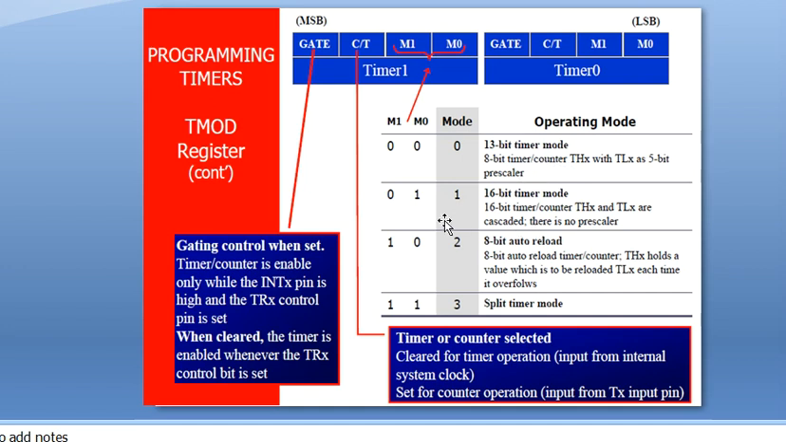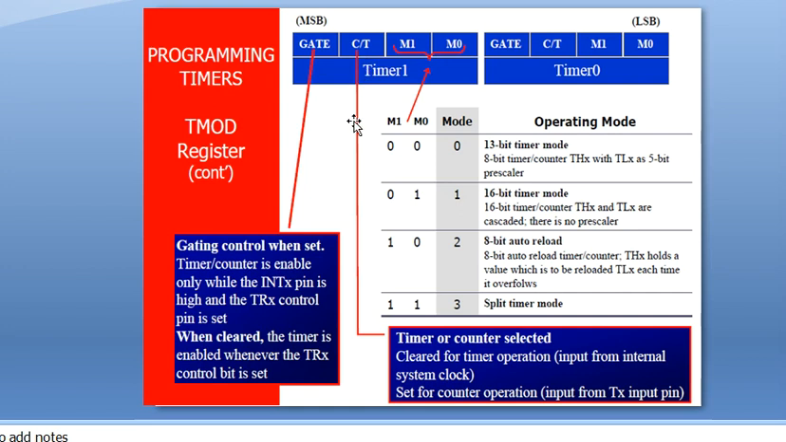Then 0 1. We are going to discuss these things in detail, but for now we are going to see in brief how they are done. When M1 is 0 and M0 is 1, it's a 16-bit timer mode. Then when it is 1 0, it is an 8-bit auto reload mode. When it is 1 1, it is a split timer mode, right? So these are the different modes in which we are going to work with our timer or counters.